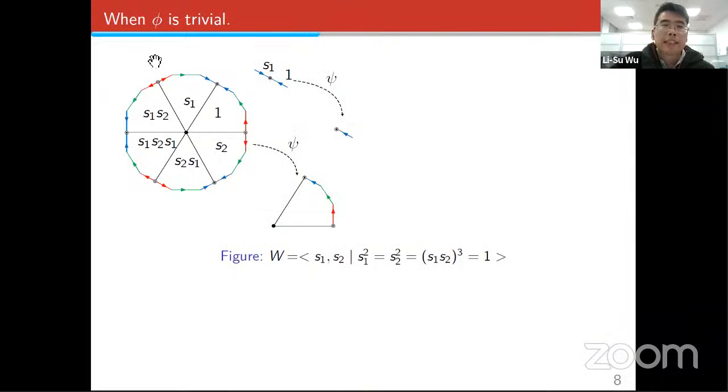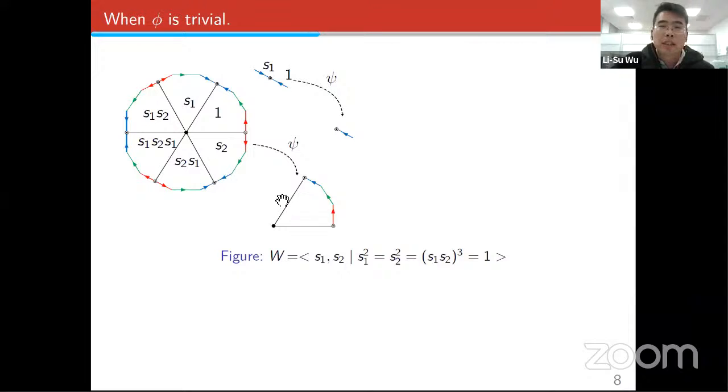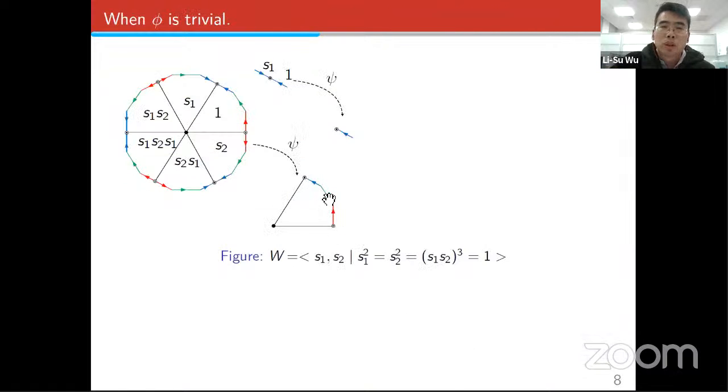So let's see when the attaching map is trivial. This being trivial means that the attaching map on the boundary of this Coxeter cell is injective. Look at this Coxeter two-cell, whose local group is a dihedral group. It has two zero cells, two singular one cells and one regular cell. Look at this blue singular one cell in the boundary.